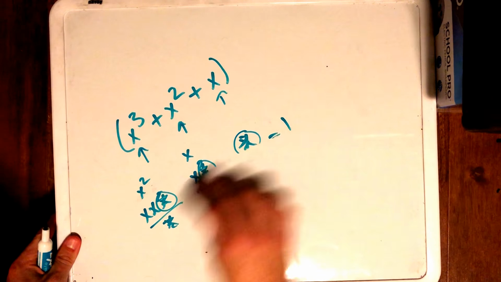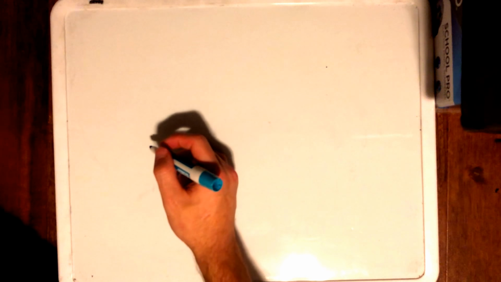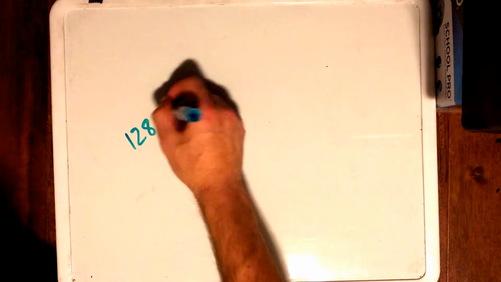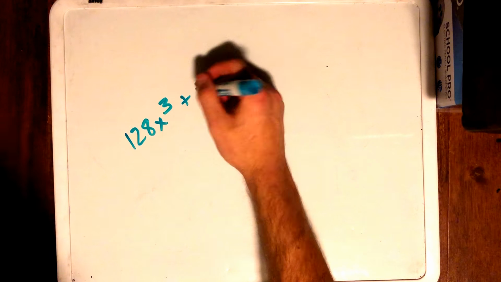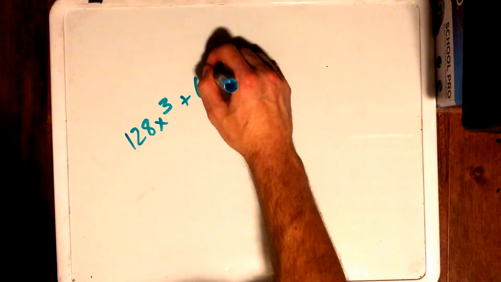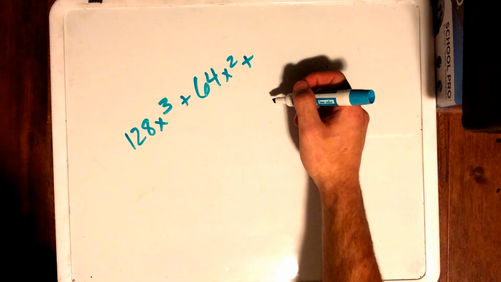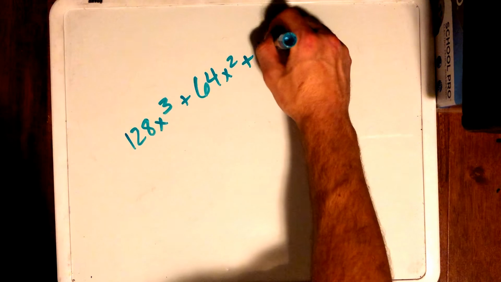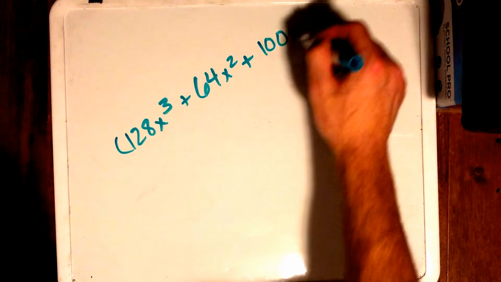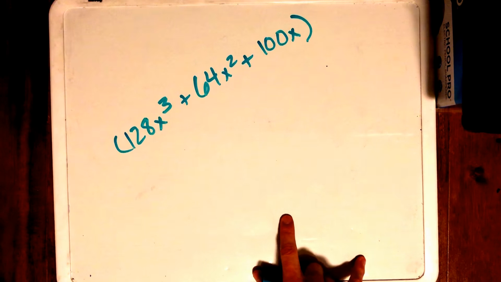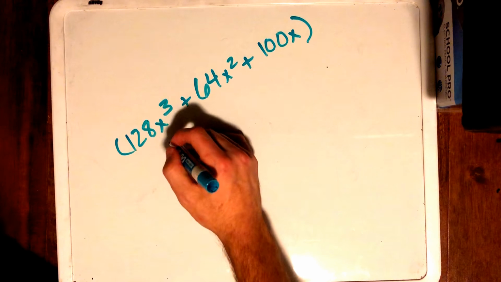Now, there are times when you might get really big numbers and you don't want to build factor trees for them. So let's say you had 128x cubed plus 64x squared plus, let's go with 100x. You might be able to look at this and just know what your greatest common factor is, but because I'm not a human calculator like Mr. Sherman, I will not be able to do that.